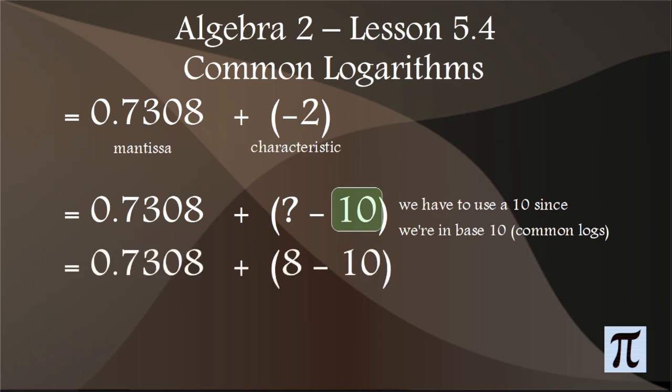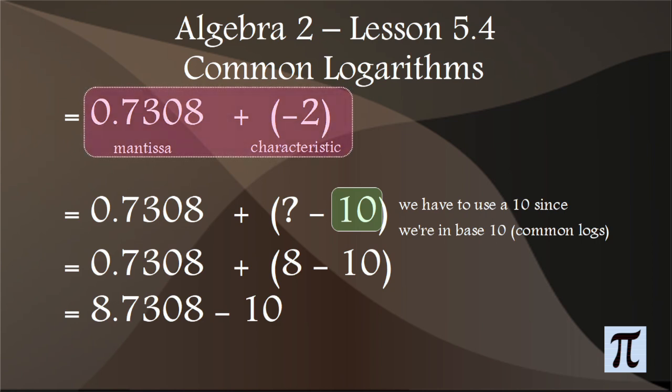So -2 would be written as 8 minus 10. We could bring that 8 out and have 8.7308 minus 10. So in this version of the answer, we still have the mantissa, the decimal portion, of 0.7308. And because we have this weird minus 10 hanging out at the back, we know that 8 minus 10 is -2. But I prefer to keep it separate. It's very clear to see what the characteristic and what the mantissa is with your answer.